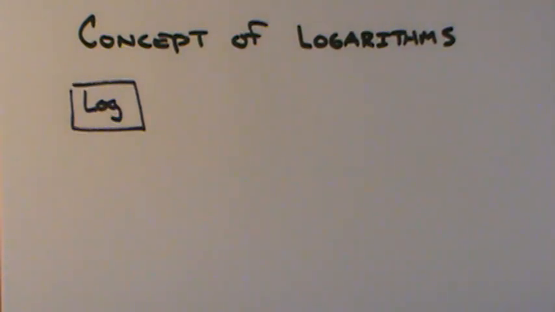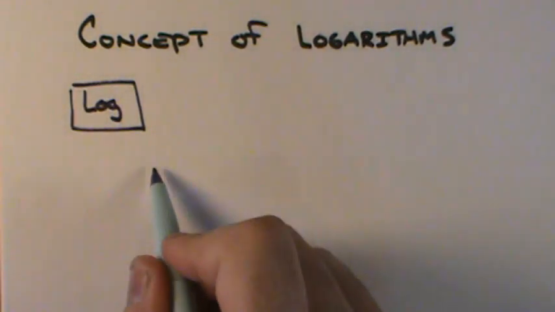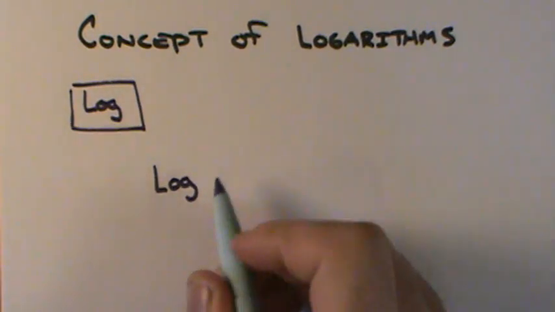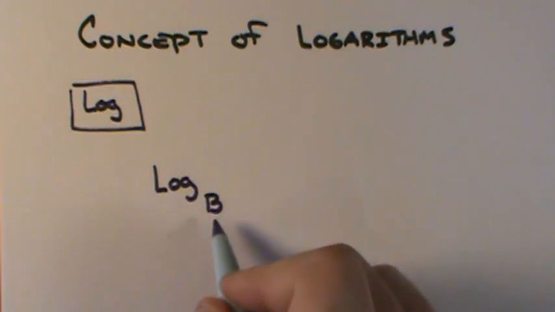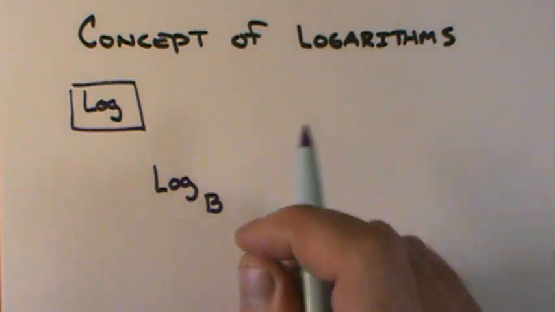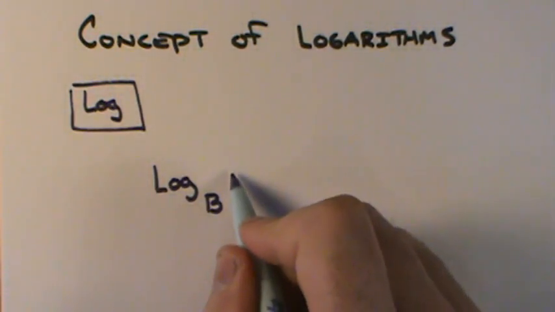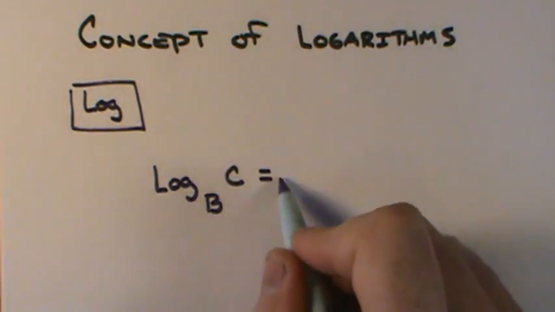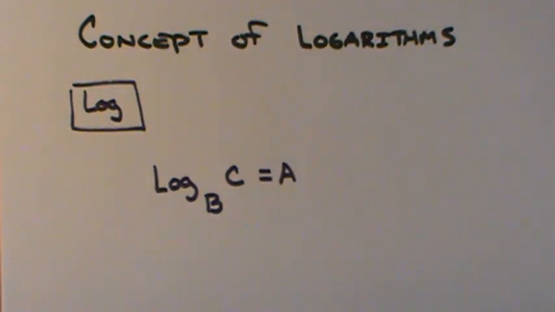So I want to do a couple examples, try to walk you through the process and see if we can get you understanding how to use and operate with logs. So first off, let's look at the structure. The structure will say that you have a log and they'll put a value down here. So I'm going to call it B. That's your base. And then you'll have an argument right here, which might be C, and it'll equal some other value, which I'll call A. That'll be the structure for a logarithm.